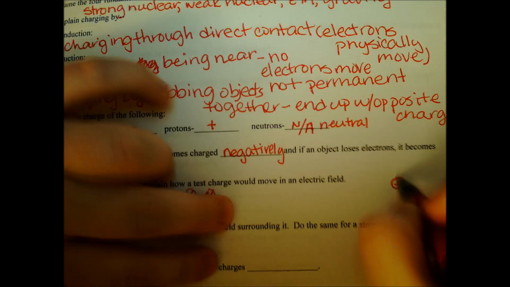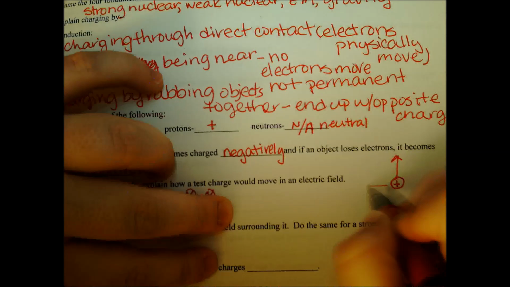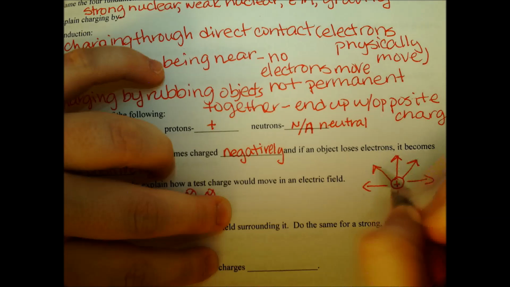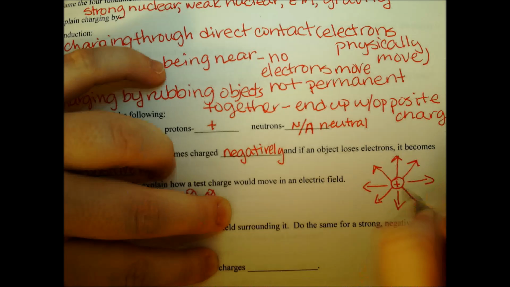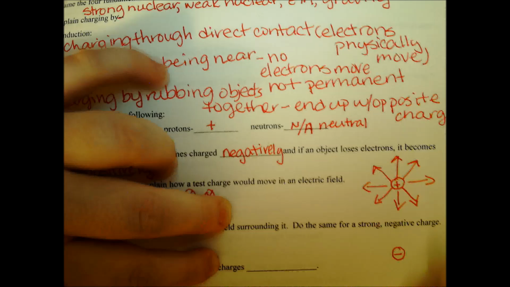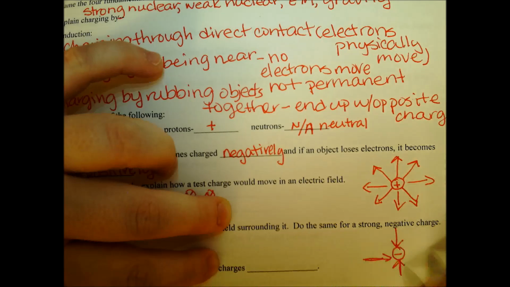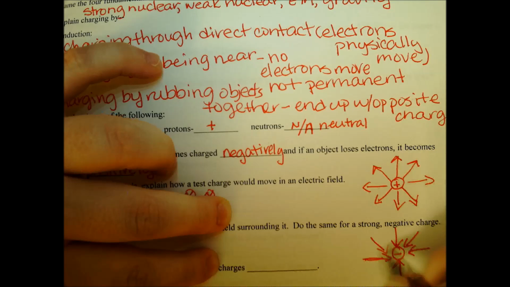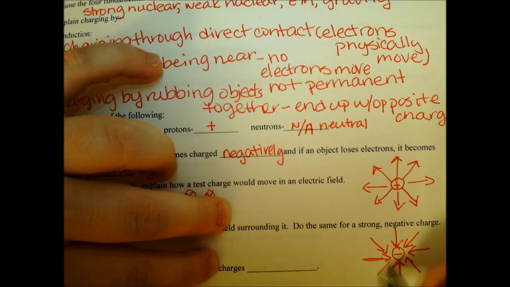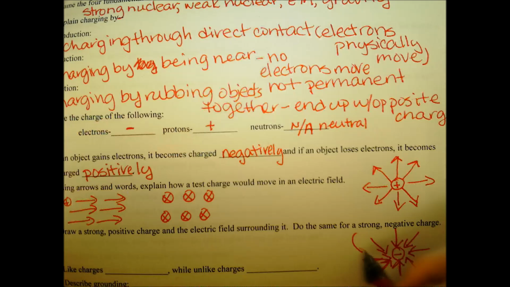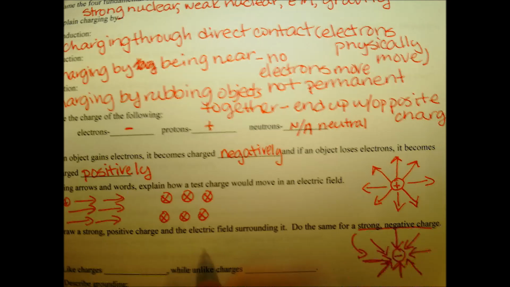So this would repel the positive test charge. It would be like, no, get away. We'll draw lots of arrows because that shows the strength of the field. The negative one would pull the positive test charge in. It would be like, all right, come here, you. Again, lots of arrows because it's said to be a strong charge.